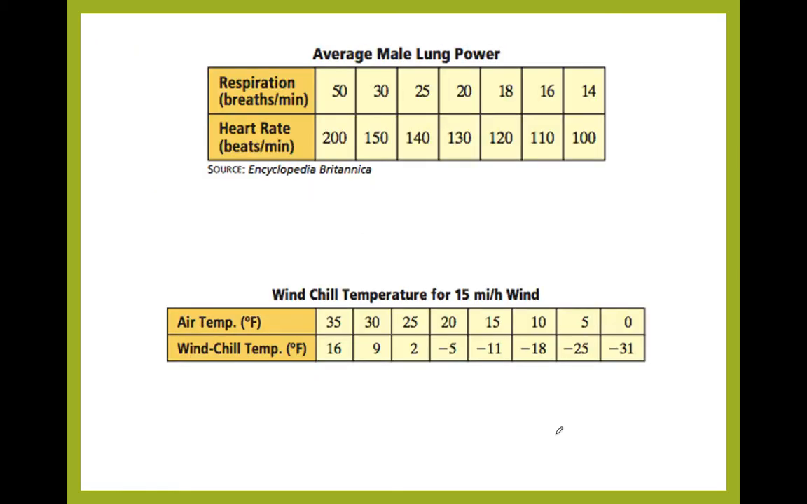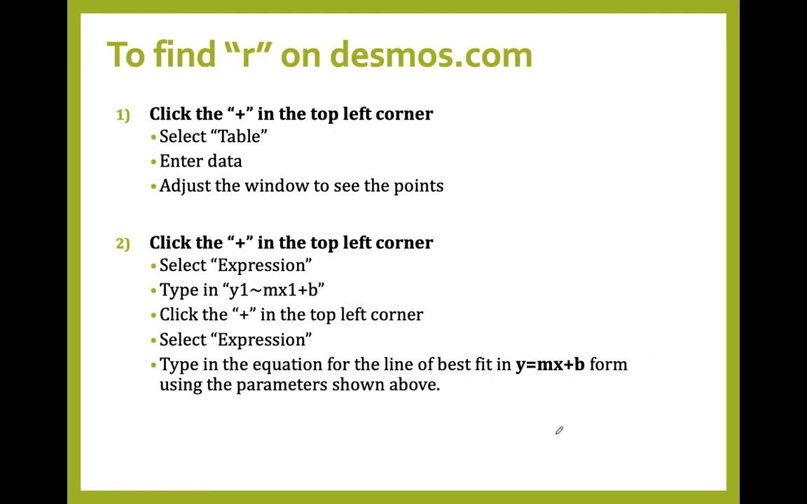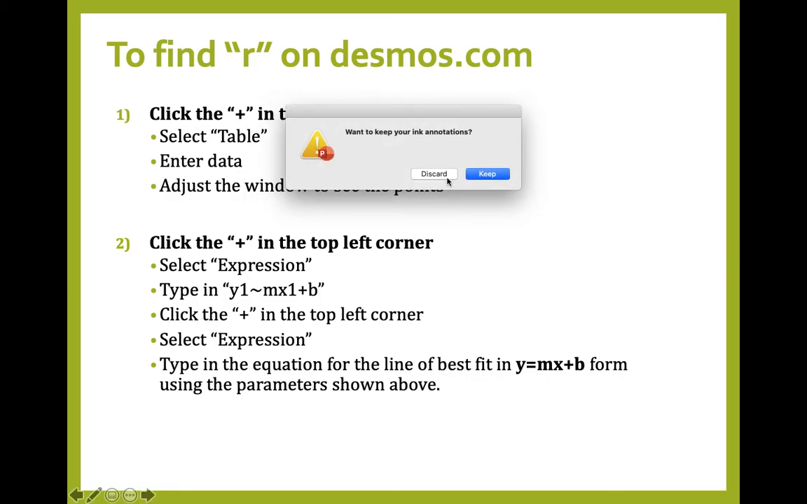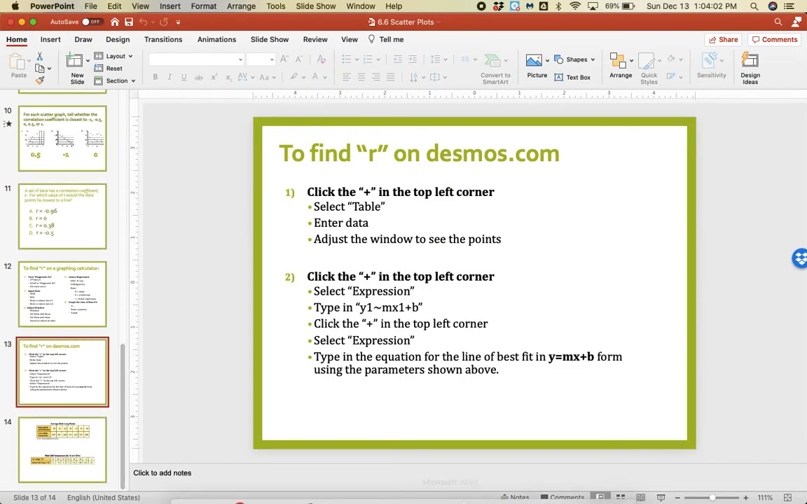So we're going to use these two examples, and rather than us graphing a scatter plot and finding 2 points and going through that whole process that I showed you earlier, I'm going to show you how you can use Desmos to calculate the line of best fit and find the correlation coefficient all at once. So let me go to Desmos.